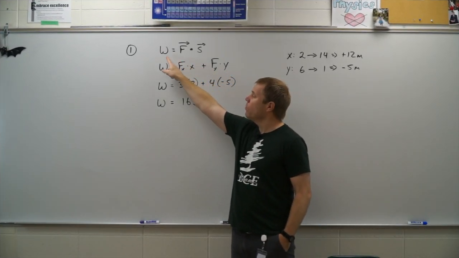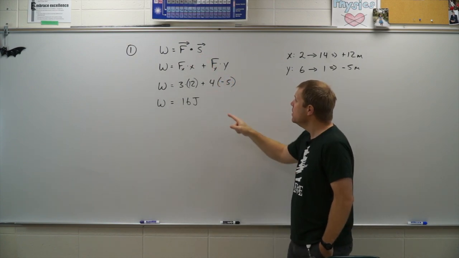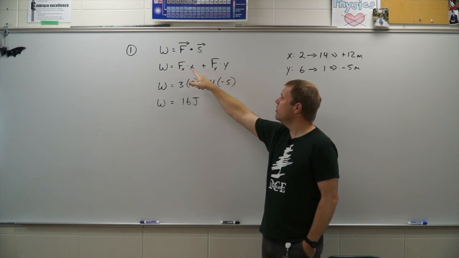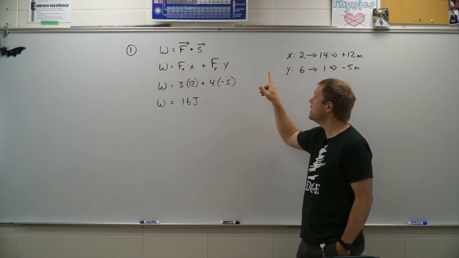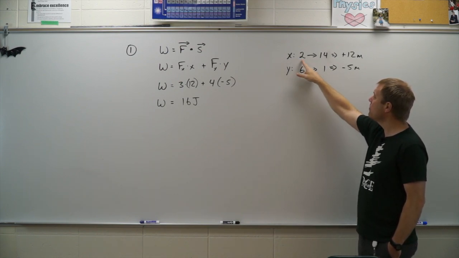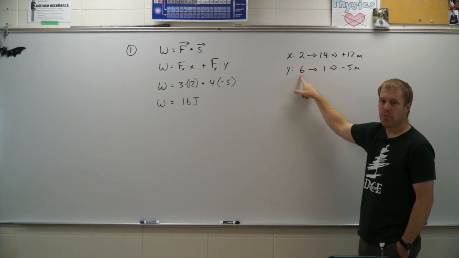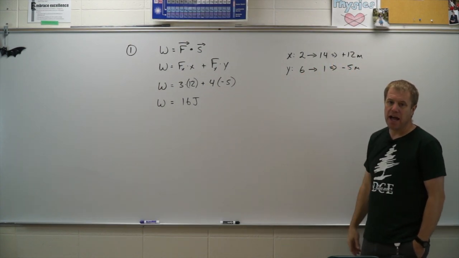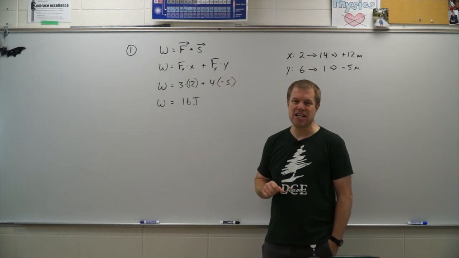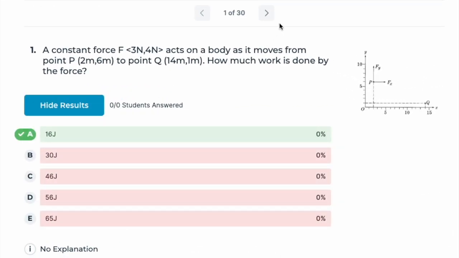So we are looking for work. Work is force dot displacement, a straight line displacement. Since they gave us components, we're going to have to do it in component form. In order to find the x displacement and the y displacement, we have to look at those initial and final positions. On my way from 2 to 14, I added 12 to my x direction, and on my way from 6 back to 1, I had a -5. Putting that into my work function, I get 16 joules. Correct answer? A. Good job.